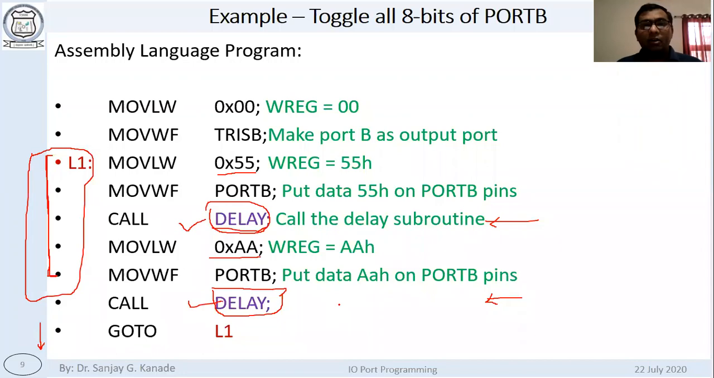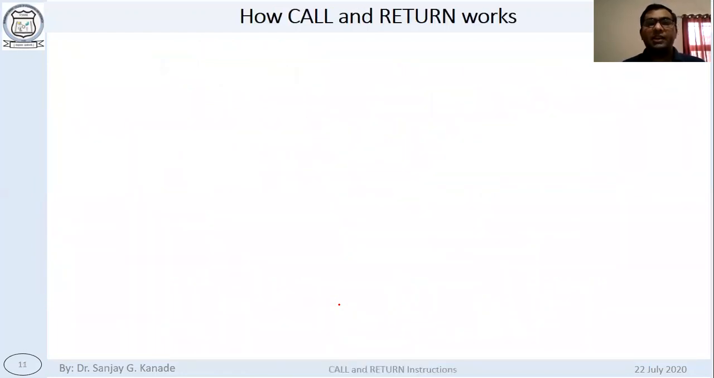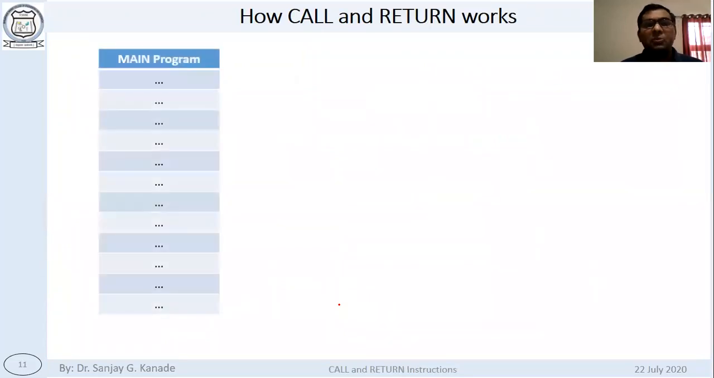Now, in order to make it a little bit more clear, and in addition to our discussion about the call and return instructions, I'm going to show you something on the next slide: how call and return instructions work when we are using subroutines. Suppose this is our main program, the one that we were talking about in the last example, where we had written the 55, AA, port B kind of instructions.